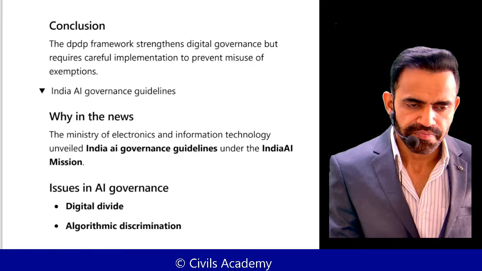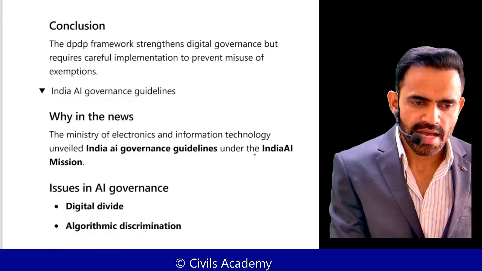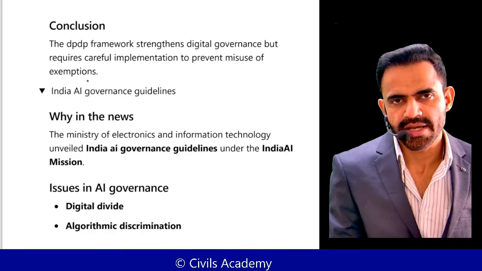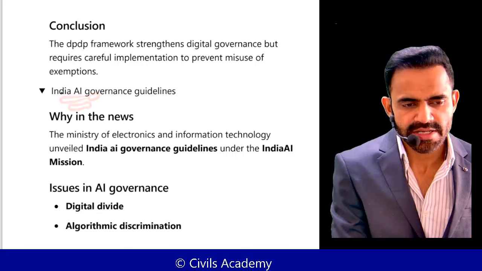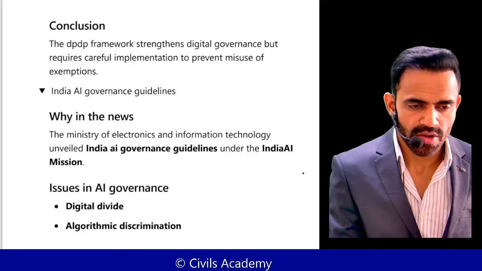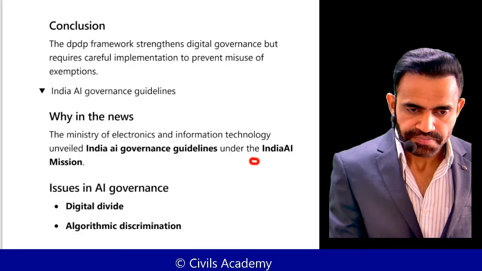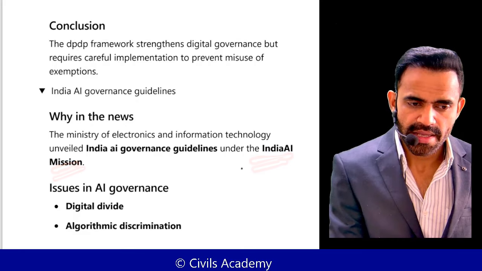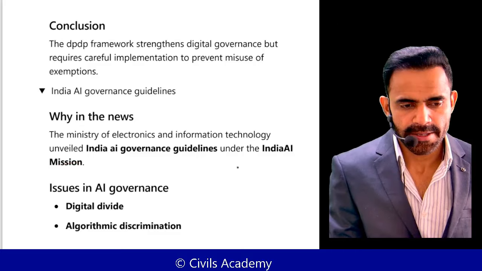Next is related to the India AI Governance Guidelines. The name itself is self-explanatory. Guidelines issued by the government for the use of AI. Okay, we have the India AI Mission. Now, what are the issues in our AI governance?